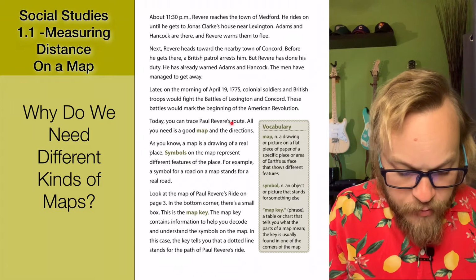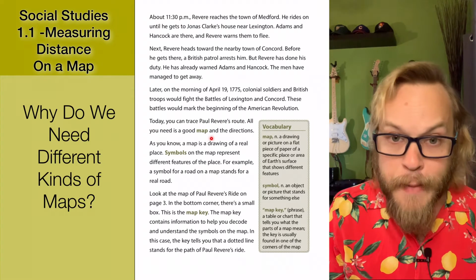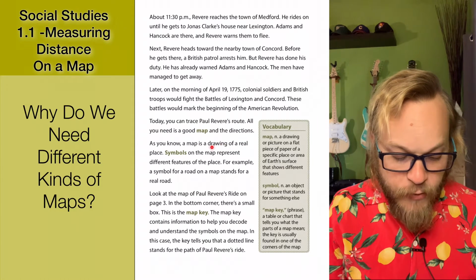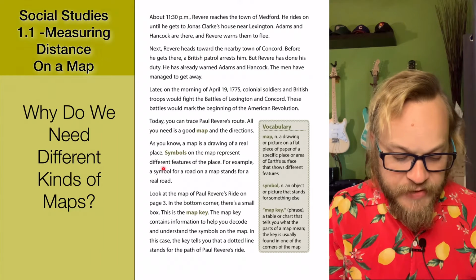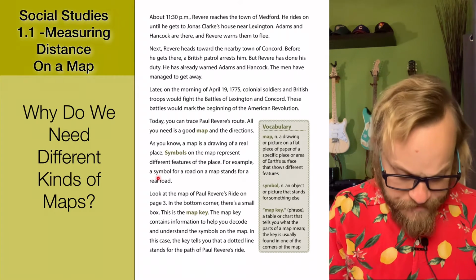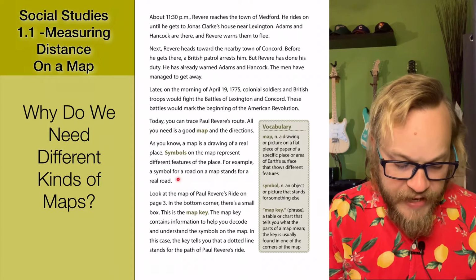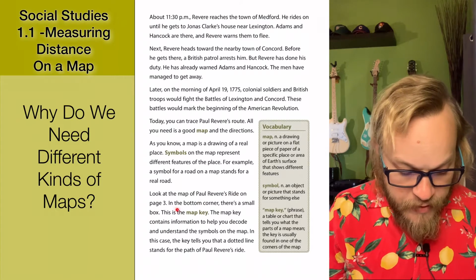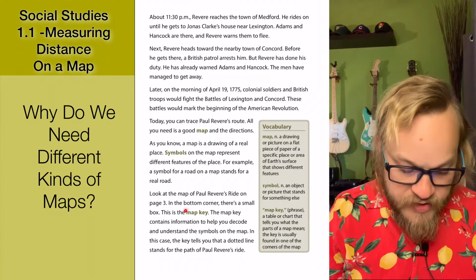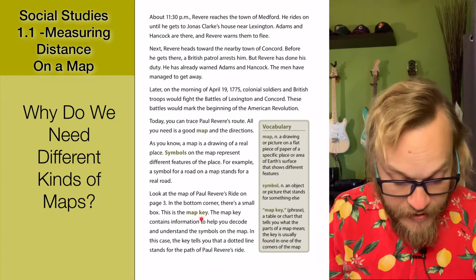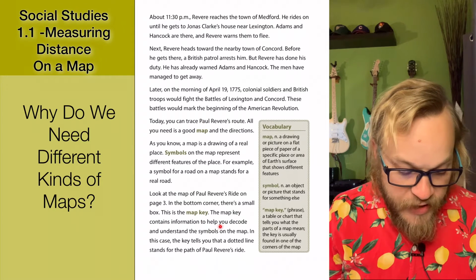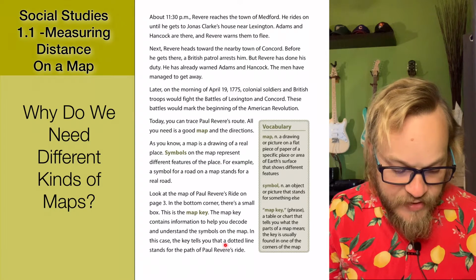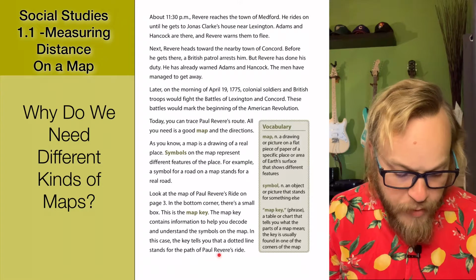Today, you can trace Paul Revere's route. All you need is a good map and the directions that he would have followed. As you know, a map is a drawing of a real place. Symbols on the map represent different features of the place. For example, a symbol of a road on a map stands for a real road. Look at the map of Paul Revere's ride on the previous page. In the bottom corner, there's a small box. This is the map key. The map key contains information to help you decode and understand the symbols on the map. In this case, the key tells you that a dotted line stands for the path of Paul Revere's ride.